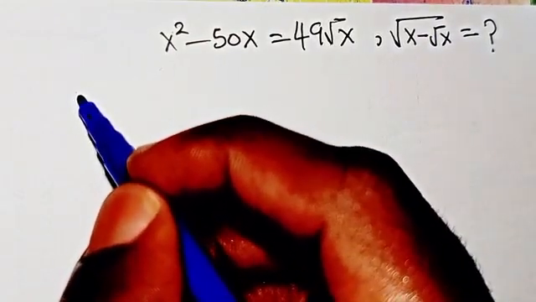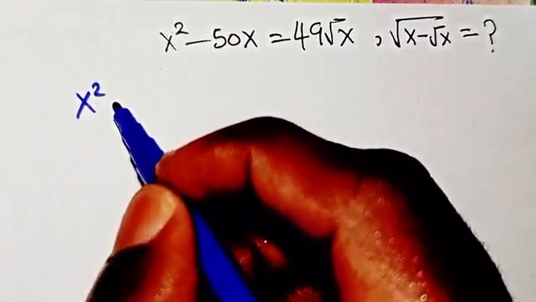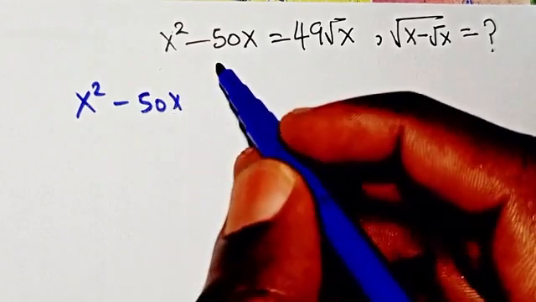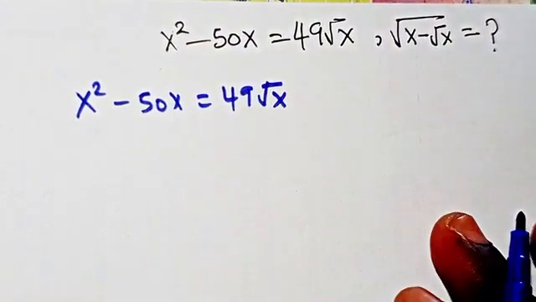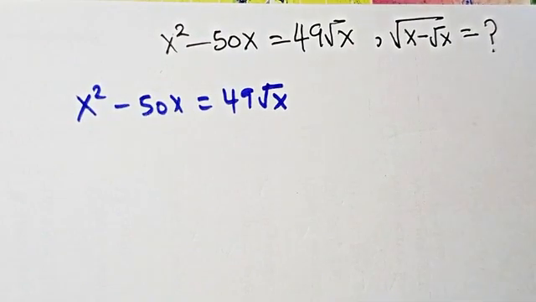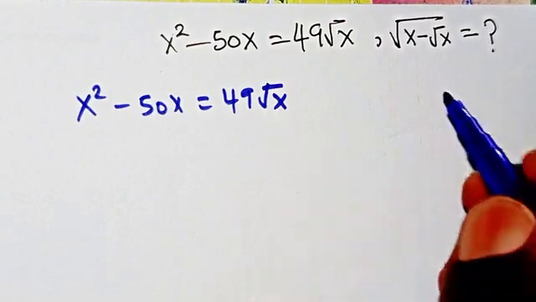I'm going to rewrite this as x squared minus 50x equals 49 root x. So now this minus 50x, I'm going to write it in this form.